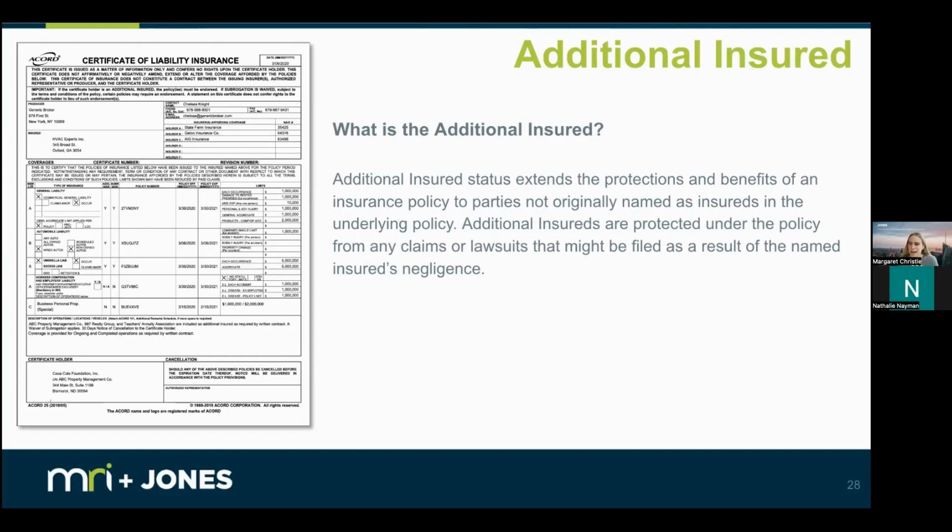You're probably thinking, well, yeah, you already have your own insurance too. The game of insurance is just overlap, overlap, overlap. You want as much coverage as you can. That's always the goal. And so if you can have your vendors and tenants cover you as well, then why not ask them to? So in this case, additional insureds are going to be protected under the policy from claims or lawsuits that might be filed as a result of the named insured's negligence.